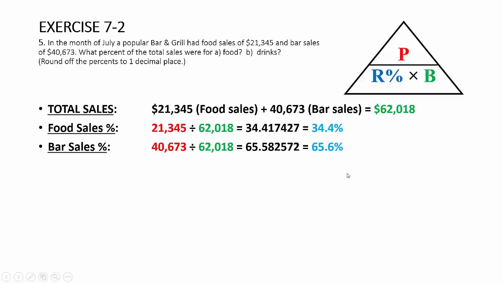Now, the other thing to do when you're checking on this is, since we only had two items and we have the percents of both, those percentages should add up to 100. It's the only thing we sold, food and drinks. So if you add those percents and you get 100%, you know that you've done things correctly here.